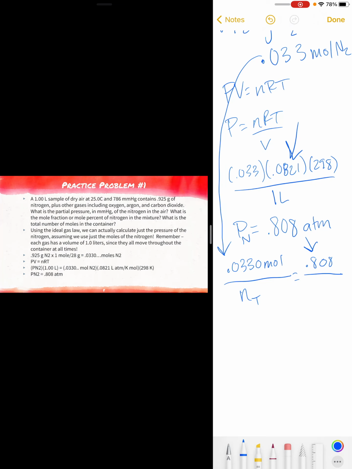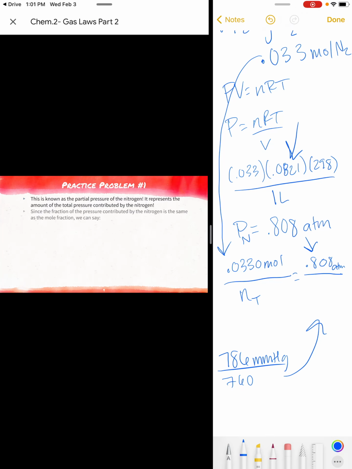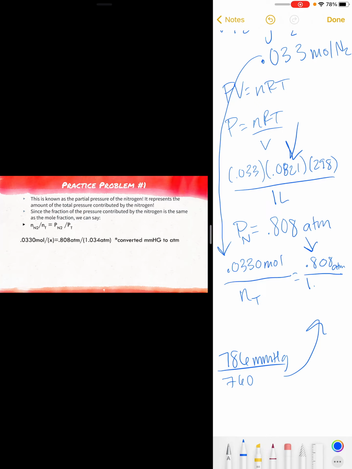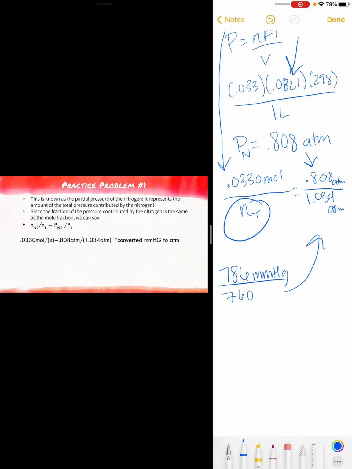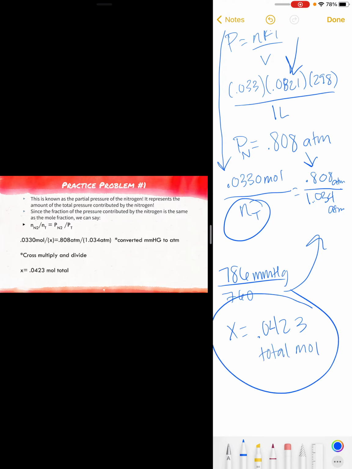So let me go back one. In the question it says 786 mmHg. But this 808 is ATM, so I need this to be ATM. So I can just divide it by 760, in which case I would get 1.034 ATM. All right, from here I can solve for NT. All I need to do is cross multiply and divide to solve for that. And when you do that, you should get 0.0423, and this is your total amount of moles of all the gas.